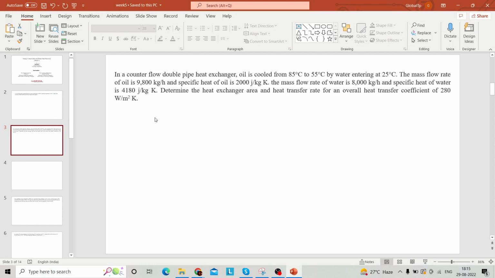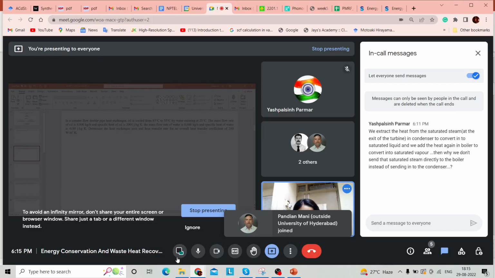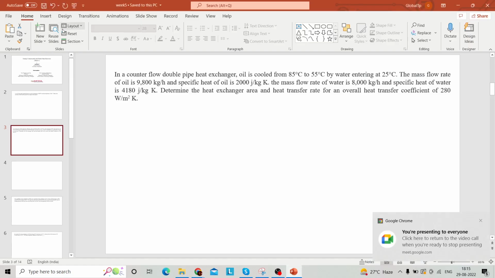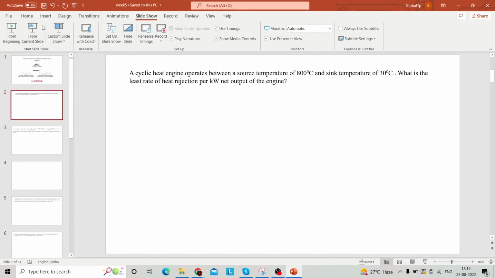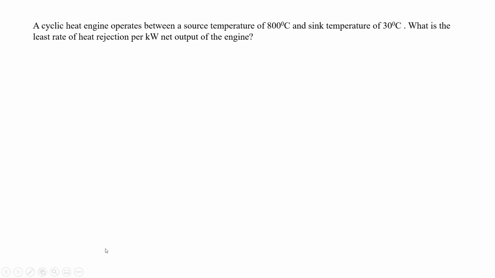You may see heat exchanger questions. How will the heat exchanger questions be? Then you may see questions on logarithmic mean temperature difference and all. So that kind of questions we will solve today. This question is very easy; we already discussed a similar kind of question last class.